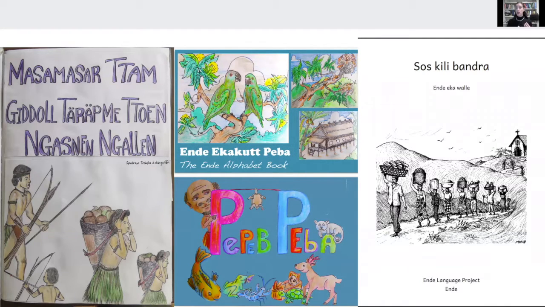With regards to community literacy, anecdotally, I think that the book that at least got most of the adults excited about reading in Ende or about practicing their literacy was the Ende hymnal, which is here on the right. The Ende hymnal featured 60 well-known original Ende songs that were sung frequently during church services.